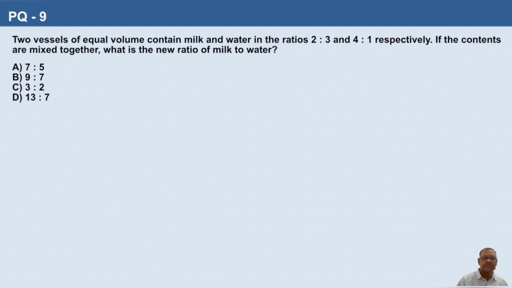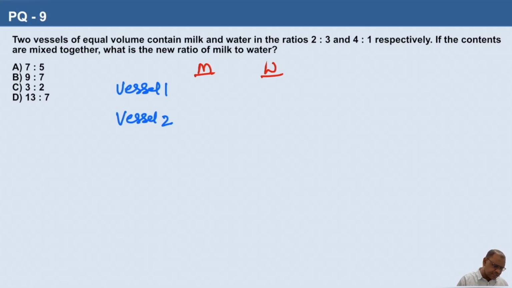Question number 9. Two vessels of equal volume contain milk and water in the ratios 2:3 and 4:1 respectively. If the contents are mixed together, what is the new ratio of milk and water? So we have vessel 1 and vessel 2. We have milk and water in both of them.